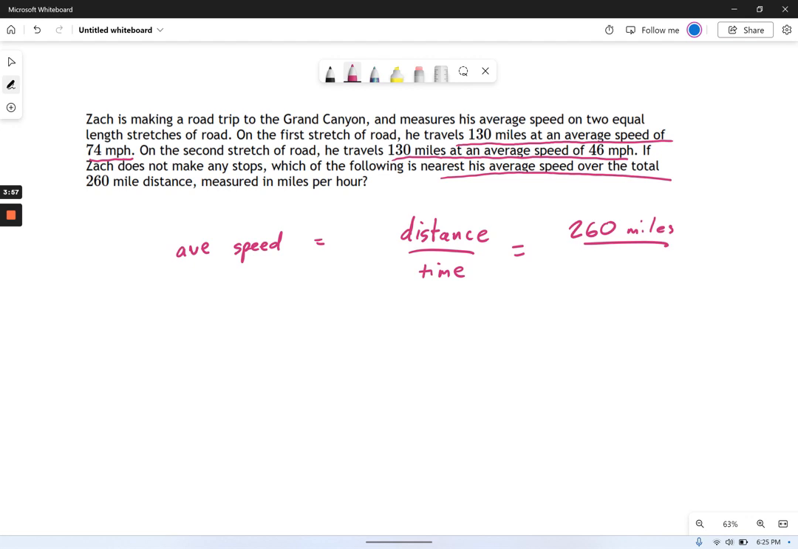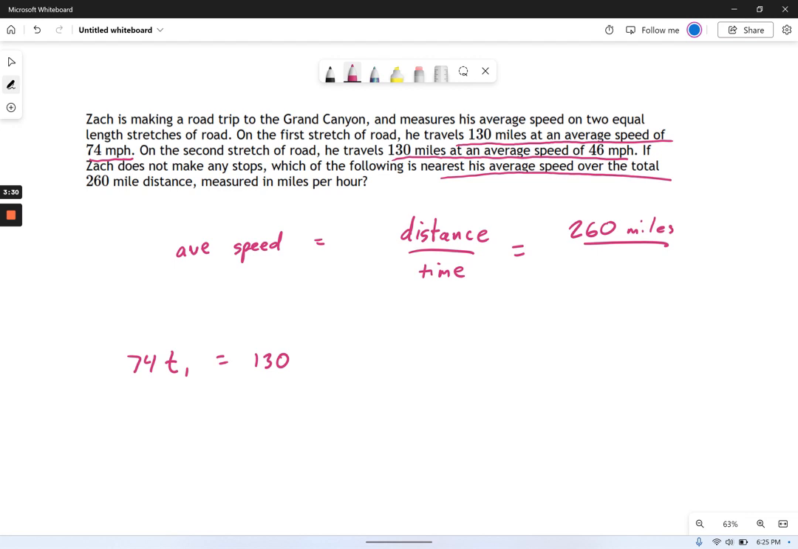The total time was not given to us. We're going to have to figure that out. So here's how we're going to go about doing that. We have two times, time 1 and time 2. Well, the speed times time 1, okay, the first speed was 74 miles per hour, so 74 times time equals distance. That's 130. Right? Let's talk about that for just a moment.